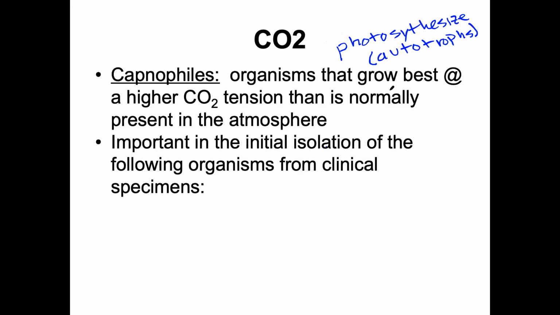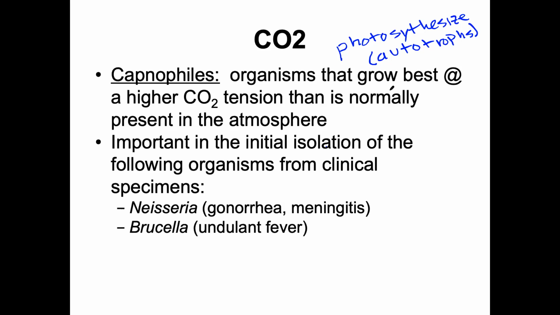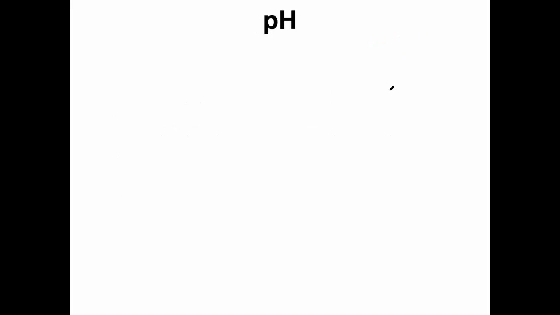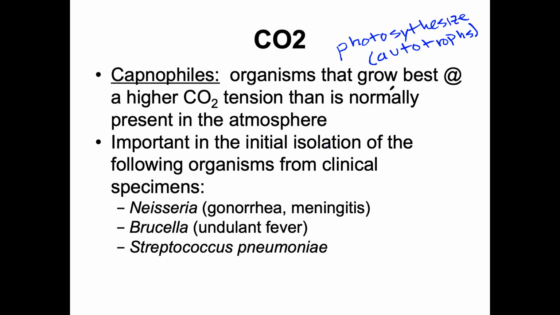So important in the initial isolation of these organisms from clinical specimens that like high CO2 will include Neisseria, Brucella, Strep pneumonia. They all like high CO2. So when that's the case, when you have to grow it in high CO2, you can use an incubator with a CO2 tank.